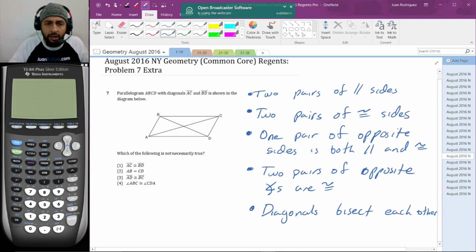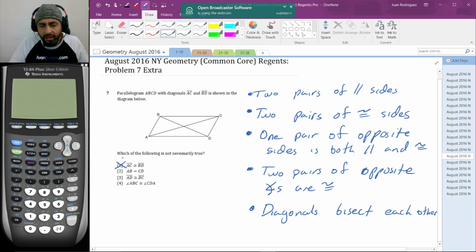So let's see, which is not necessarily true. AC is congruent to BD. Already, AC is congruent to BD. The diagonals are congruent. Well, they don't really look congruent. This looks like a parallelogram, so I'm going to assume this diagram is drawn to scale. It's very hard to draw a parallelogram not to scale. It's just two pairs of parallel sides. So the fact that the diagonals don't look like they're congruent seems to imply that this is not it.